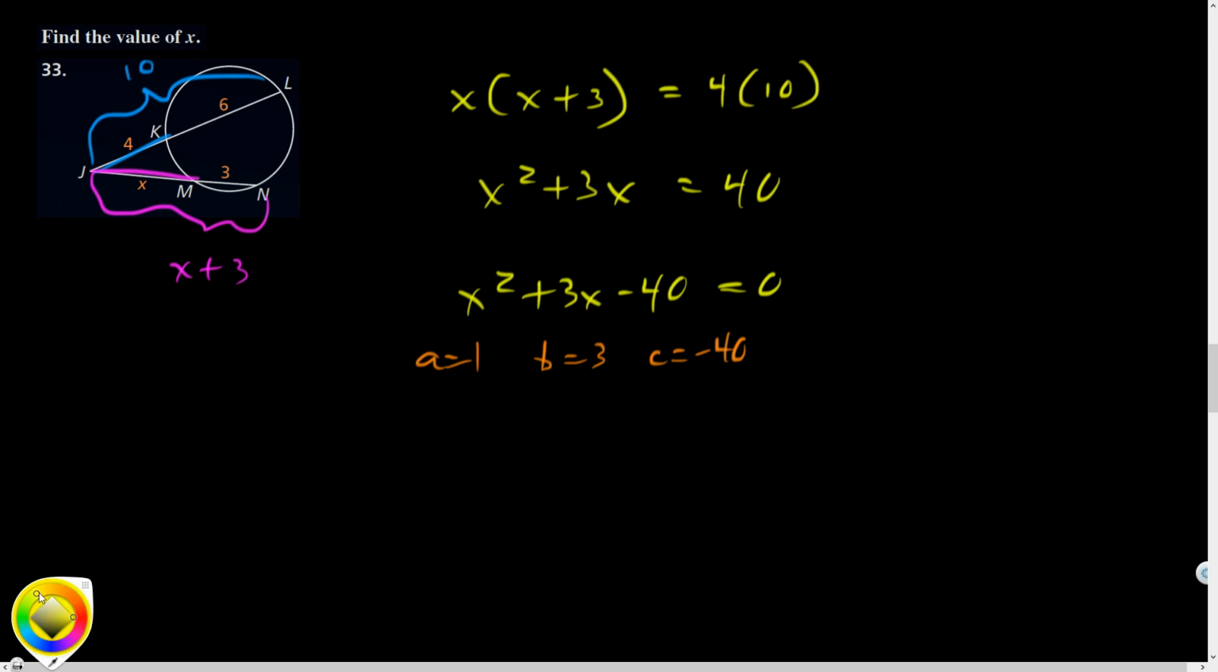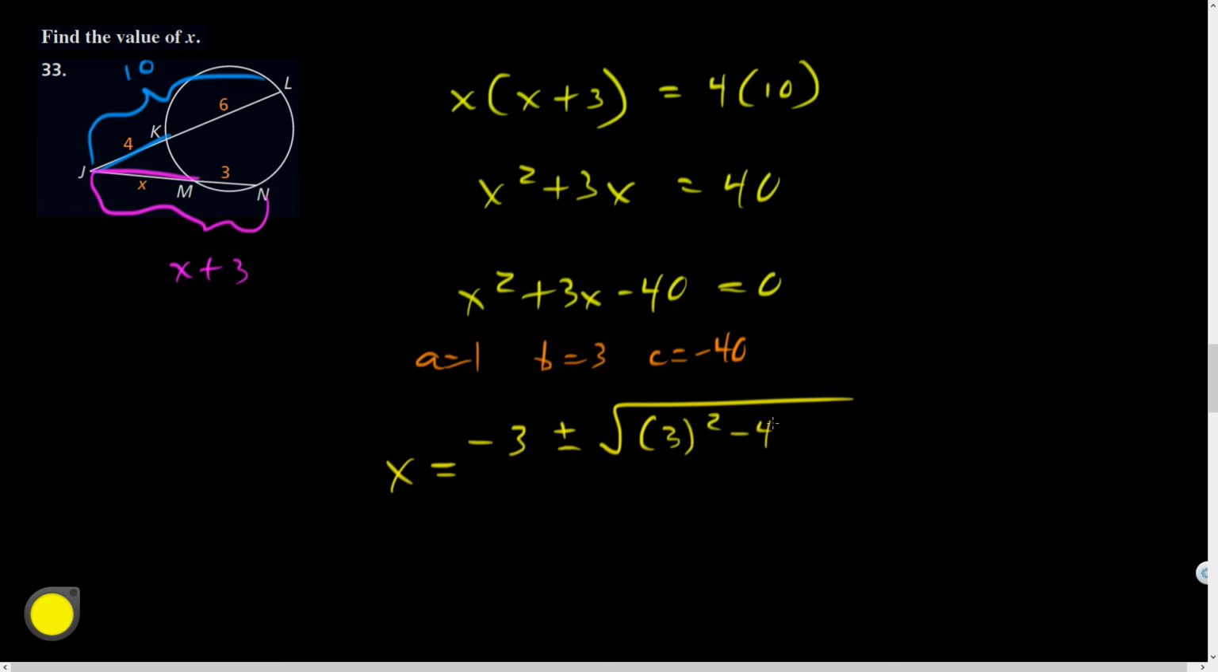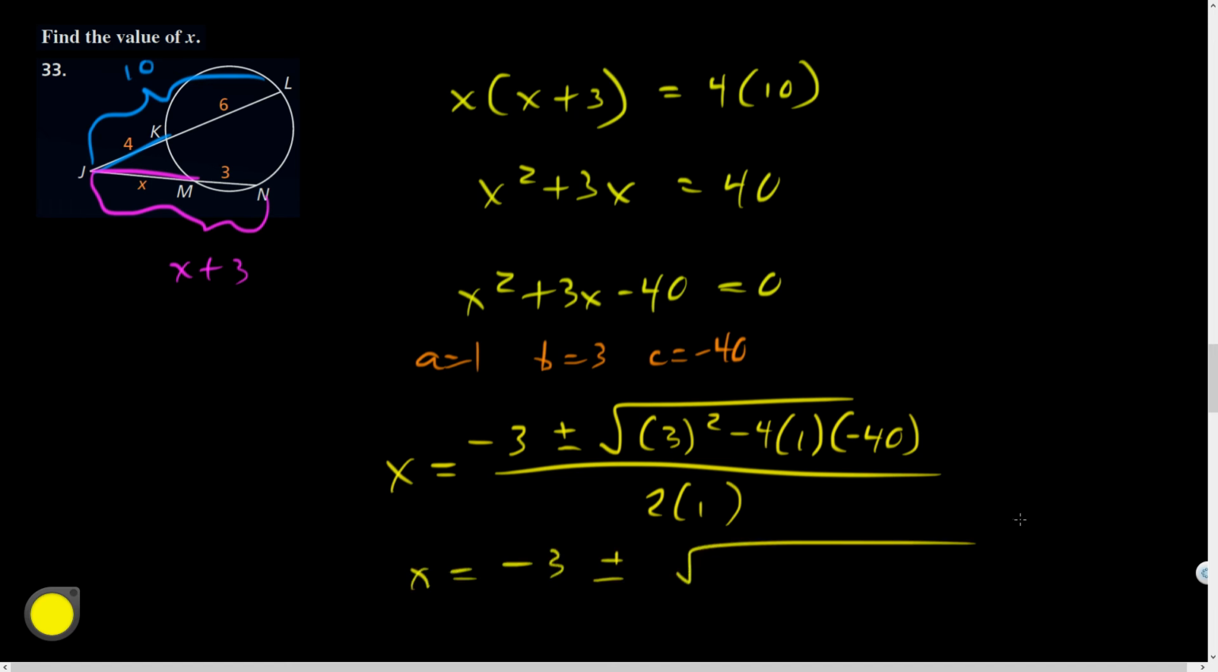So let's see, x equals the opposite of b plus or minus the square root of 3 squared minus 4 times 1 times negative 40. Here we go, all over 2 times a. So x equals -3 plus or minus the square root of 9 plus 160.